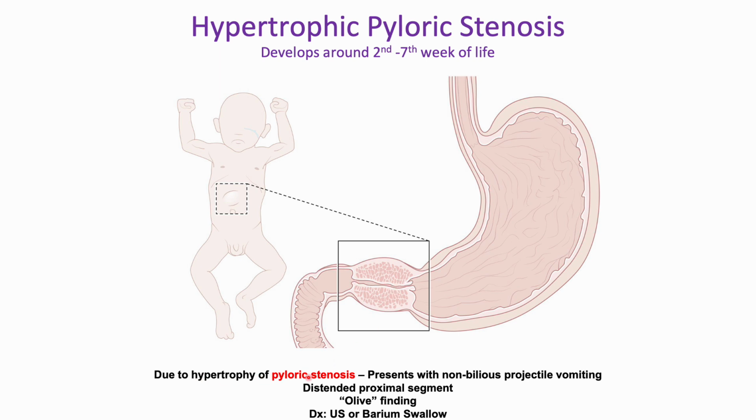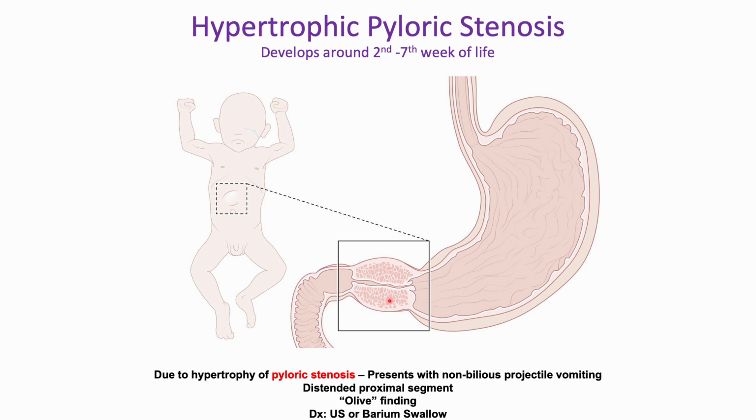Okay, so this is due to hypertrophy of the pylorus causing stenosis, and because this is proximal to the region of the biliary tree, so the biliary tree again is going to be coming in the second region of duodenum, this is going to cause non-bilious vomiting. So it does not have bile in it because we're proximal to the biliary tree coming in. And because this is hypertrophic, you're filling the stomach up with fluids, not able to go anywhere. This is going to cause projectile vomiting. All right, so you have a distended proximal segment.